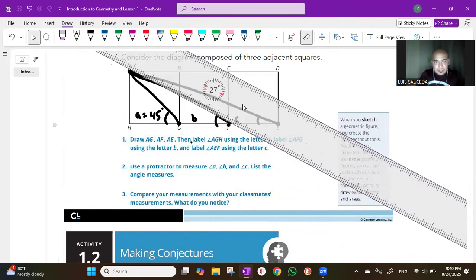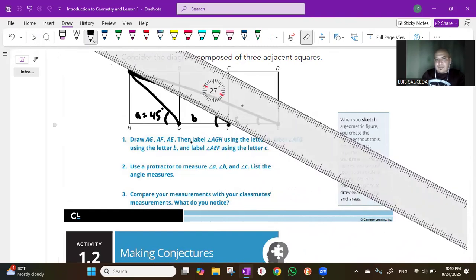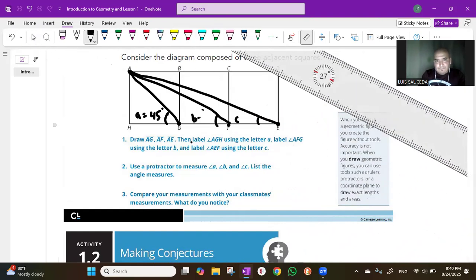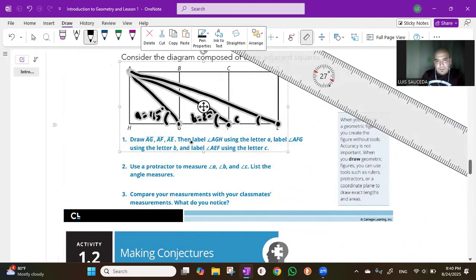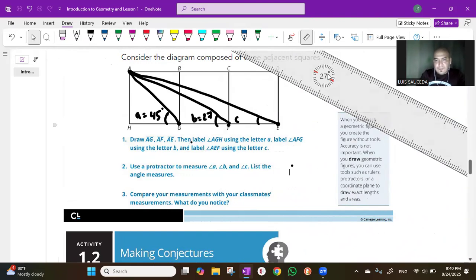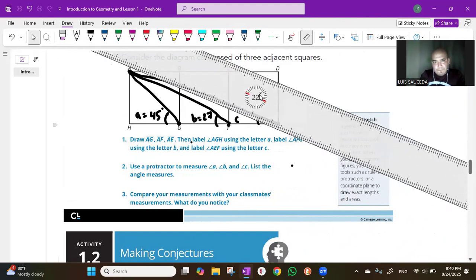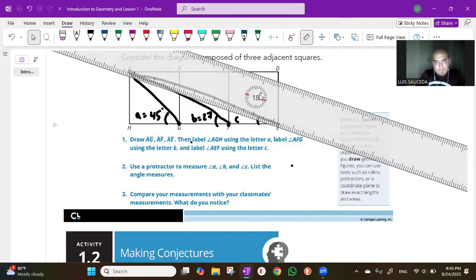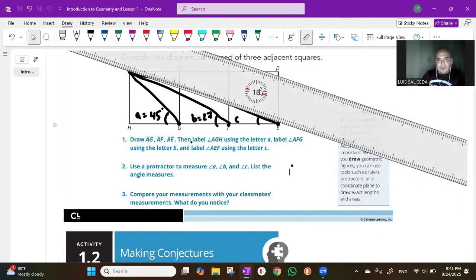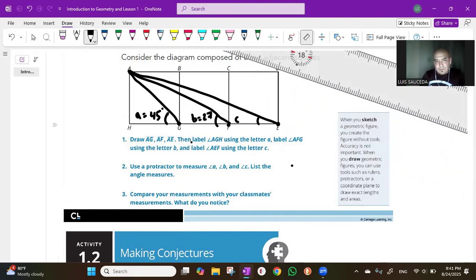And we notice that this one here is about 27 degrees. So let me move this. Okay. Now let's do the other one. So we notice that this one is about 18 degrees. Okay. So there's our angle measurement.